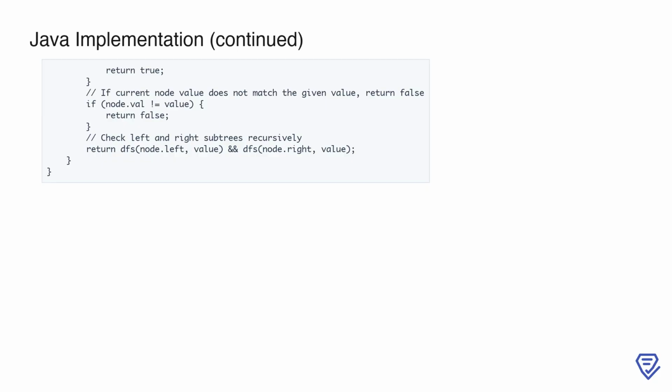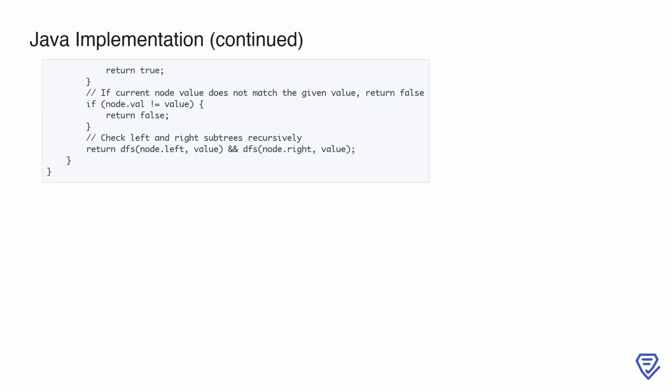In the DFS method, the first condition checks if the current node is null. If it is, we return true, because an empty subtree is considered univalued. Next, we check if the value of the current node is different from the reference value. If there's a mismatch, we return false, indicating that the tree is not univalued. Finally, we recursively call the DFS method on both the left and right child nodes of the current node, ensuring that all nodes in the tree are checked.